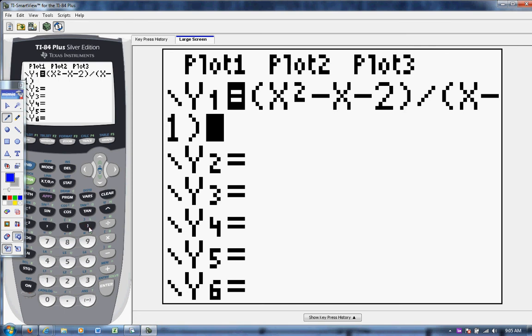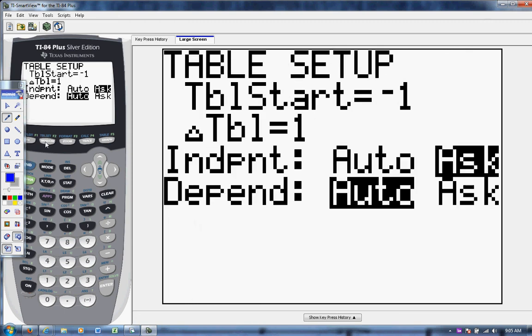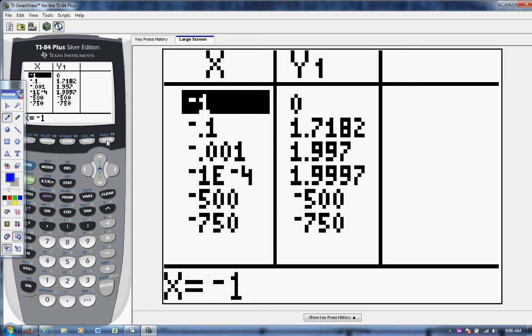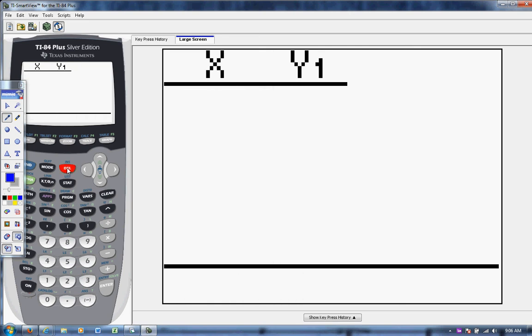And this is a great place to go to my table setup and use ask. Make sure that in your table setup you have your independent variable at ask, and then we'll just plug in the ones we want. So you go to your table. I've got some other junk in there. I need to get that out.